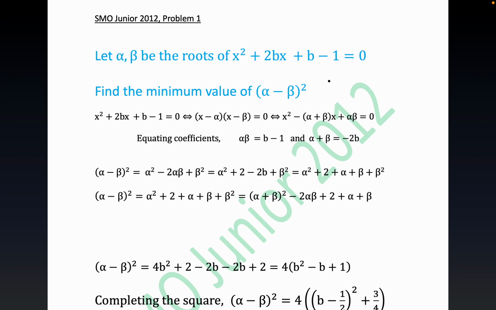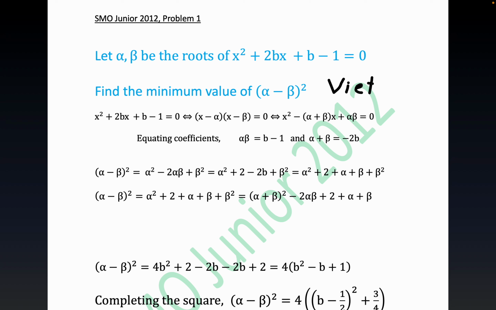The SMO problem, year 2012 junior. Now the result that we're trying to use today is related to something called Vieta, the Vieta formulas, where the actual roots are expressible as coefficients of the polynomial.